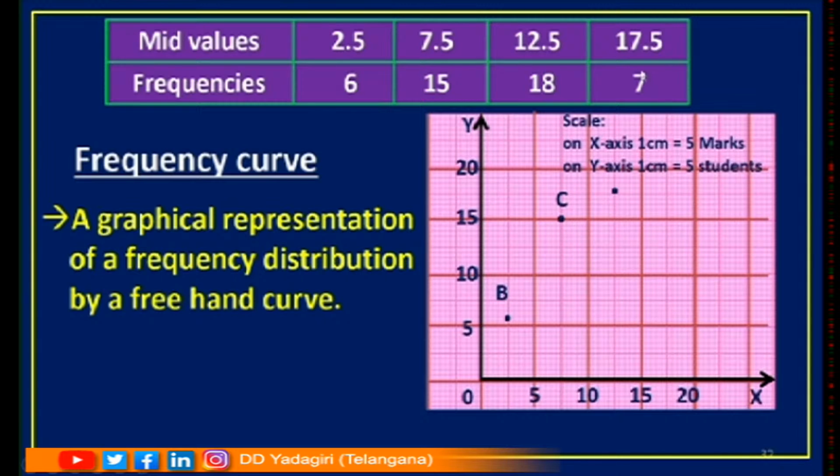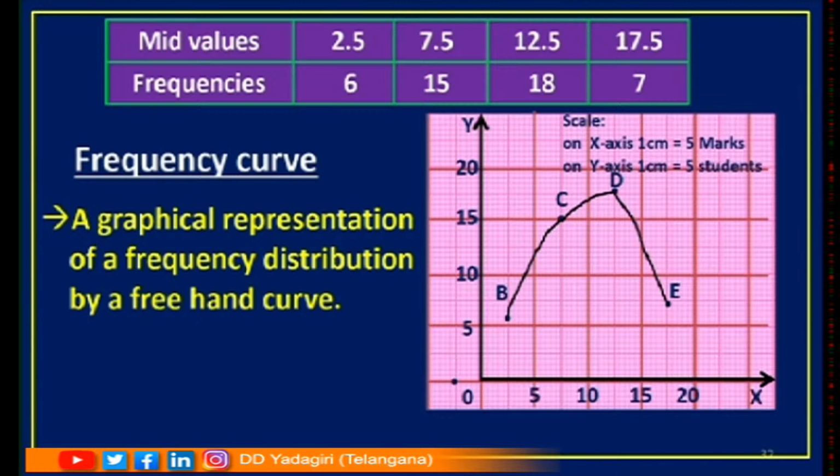Next point 12.5, 18. 12.5 will be between 10 to 15, and 18 is after 15, sixth line. Okay, I am getting the point here, I am taking it as D. Next, 17.5, 7. 17.5 will be between 15 to 20 and 7 will be after 5, fourth line. Now I am getting 4 points. What are the 4 points, children? B, C, D, E. Now I am joining them by a freehand curve.